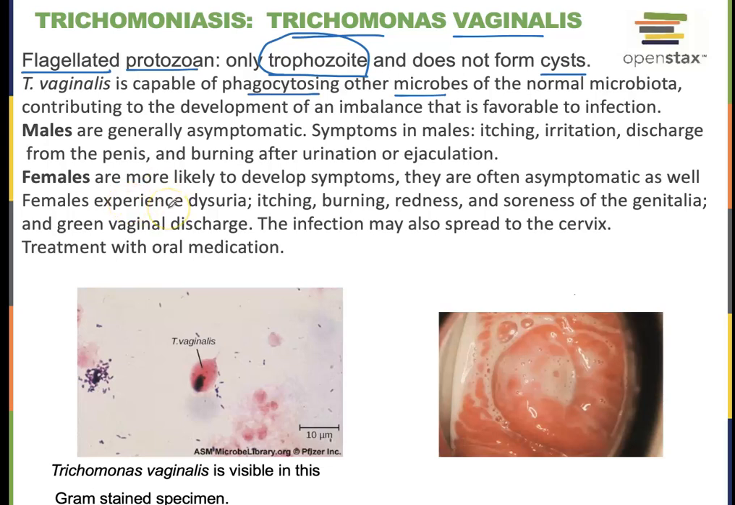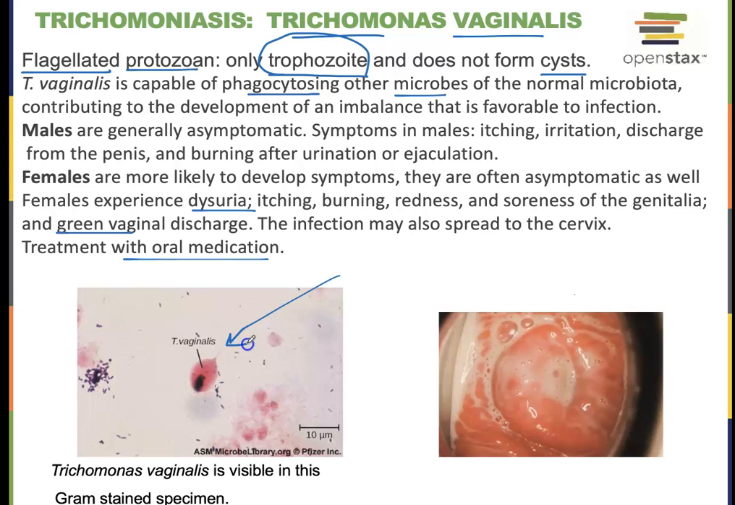But if they do have symptoms, they experience dysuria. So that's, again, that pain during urination. All of this, itching, burning, redness, and soreness of the genitals. And the discharge from trichomoniasis is typically a green discharge. So it's a distinct kind of vaginal discharge. And I think that's it. So you can treat it with oral medication.